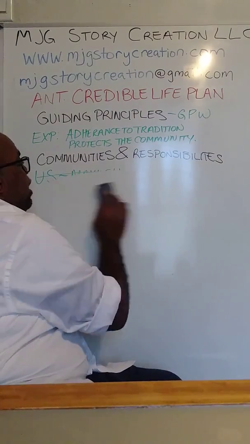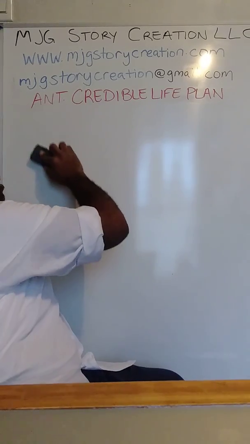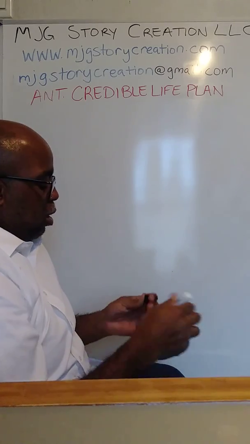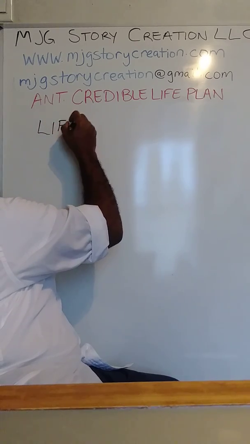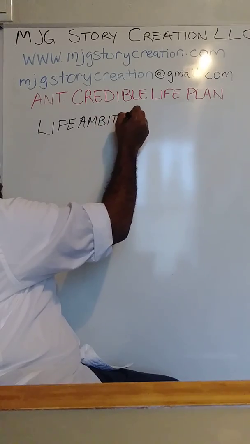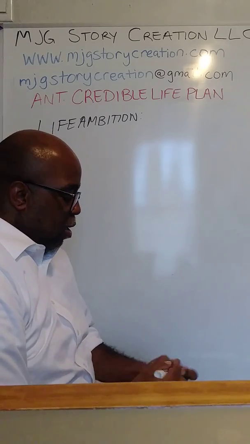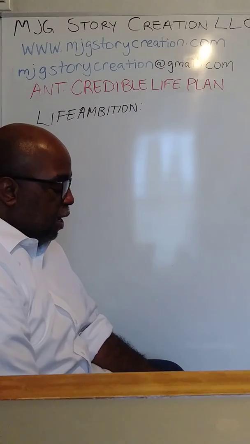So now we go to the ambition key. The life ambition: her life ambition is to restore her house, the royal house, to its former glory, its pre-colonial conditions.